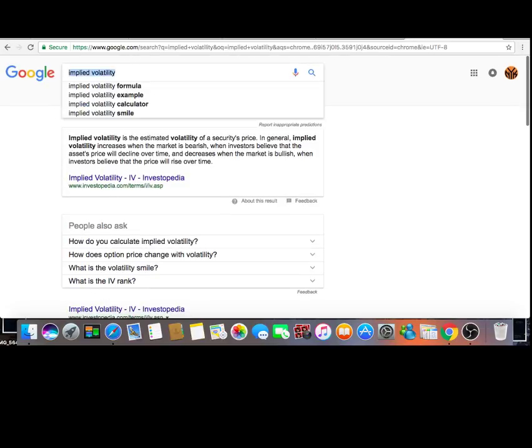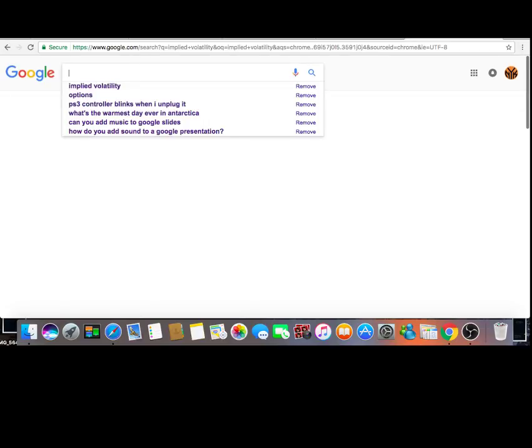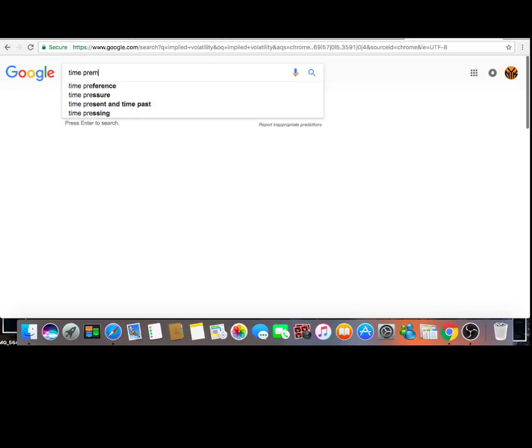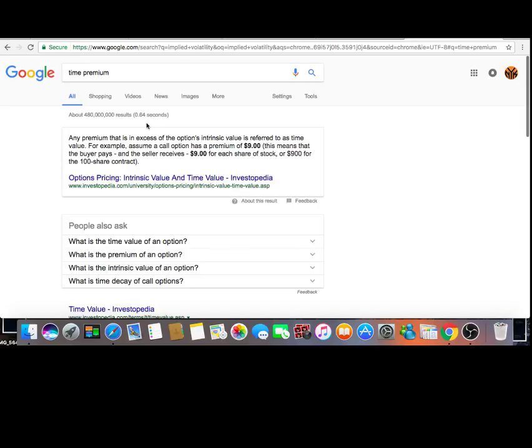Now let's go over one that a lot of people struggle with. The time premium. Any premium that is in excess of the option's intrinsic value is referred to as time value. For example, assume a call option has a premium of $9. This means that the buyer pays and the seller receives $9 for each one share of stock, or $900.